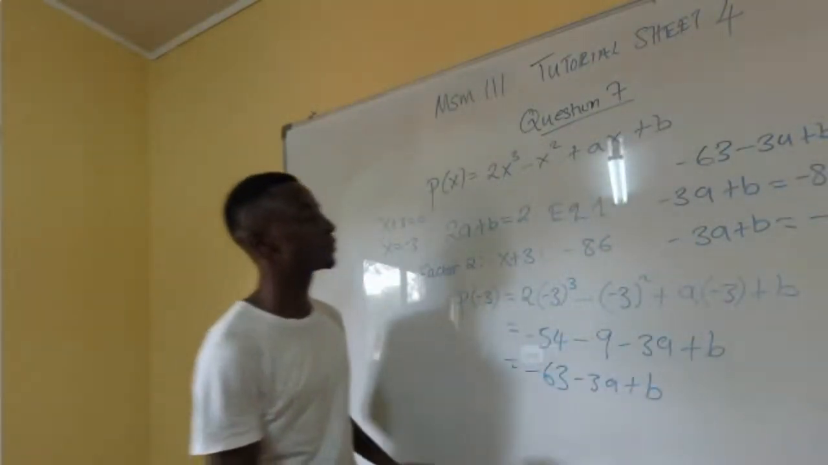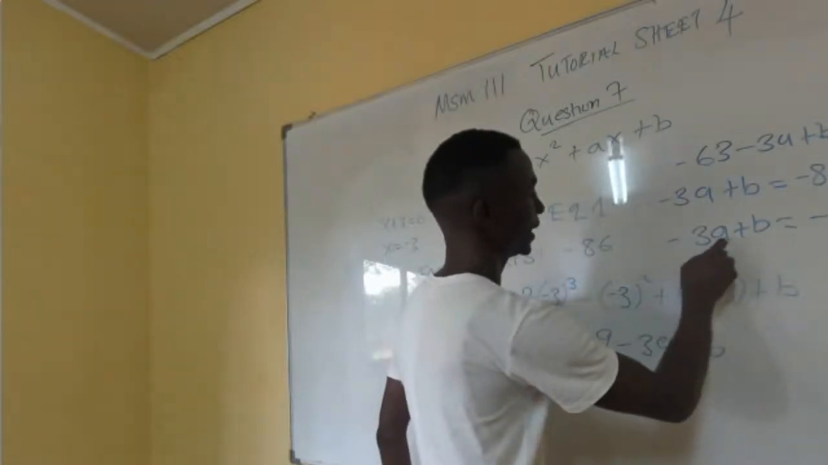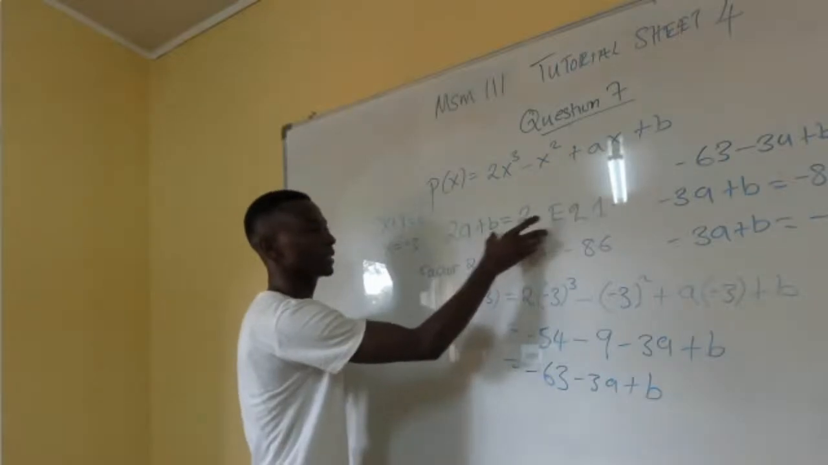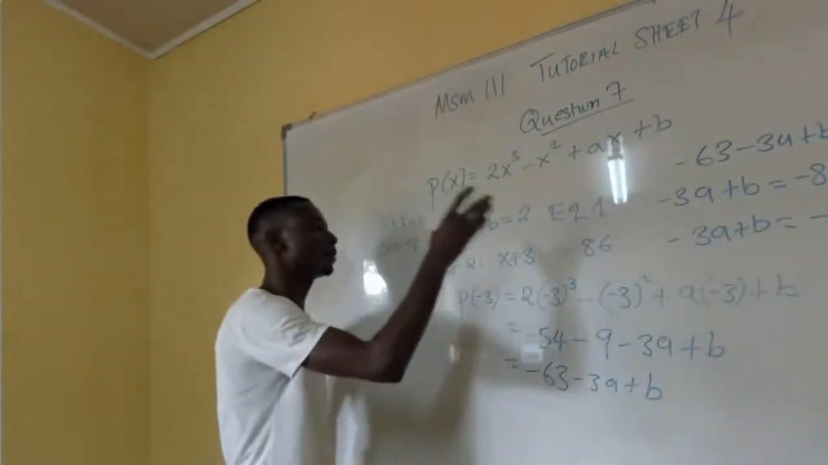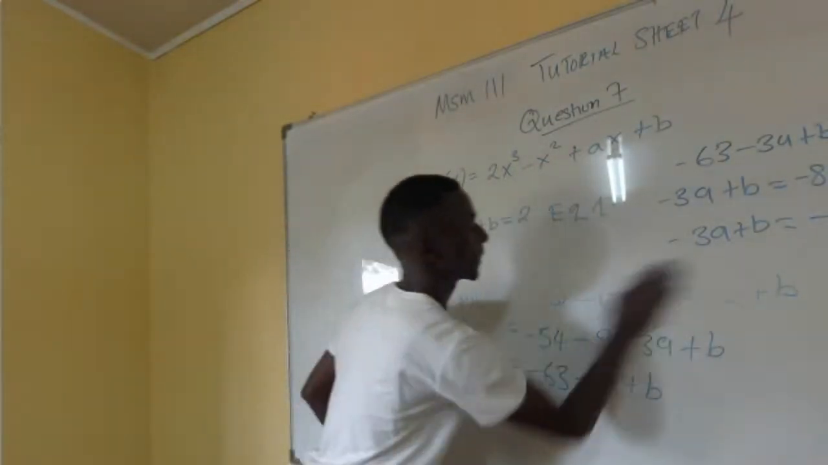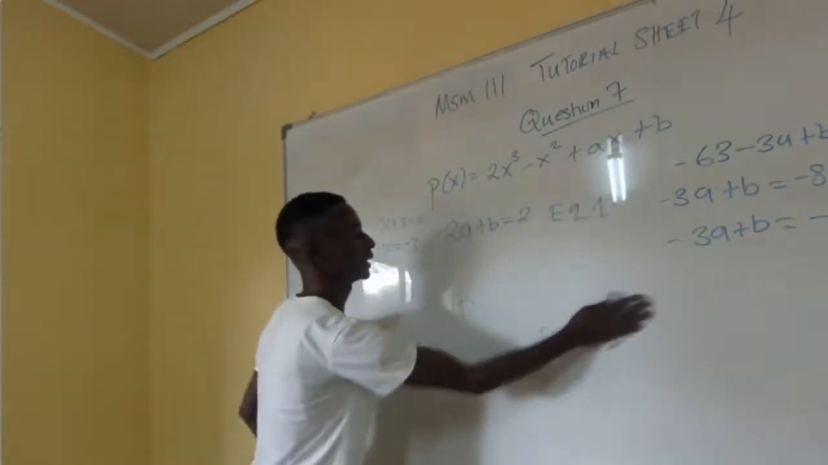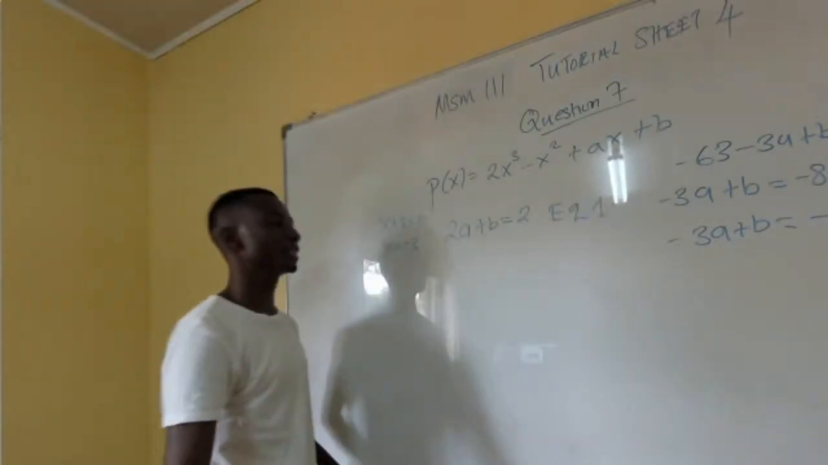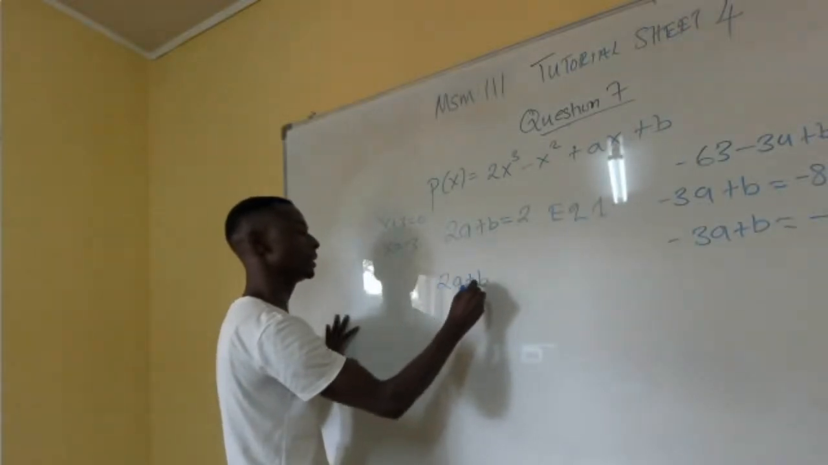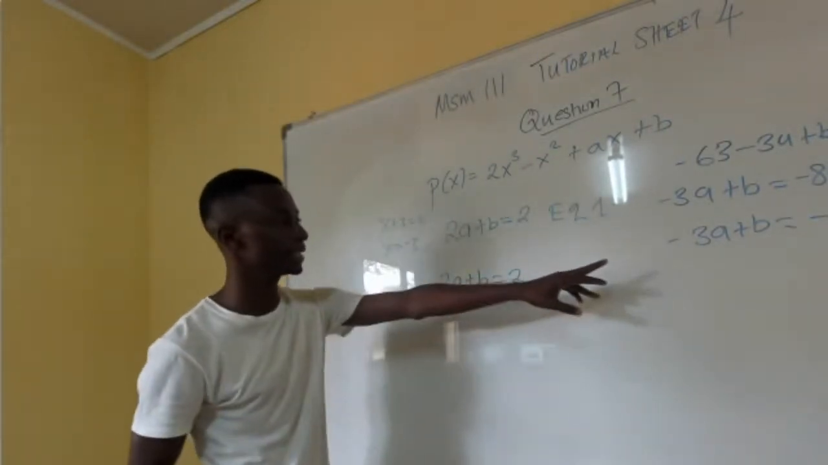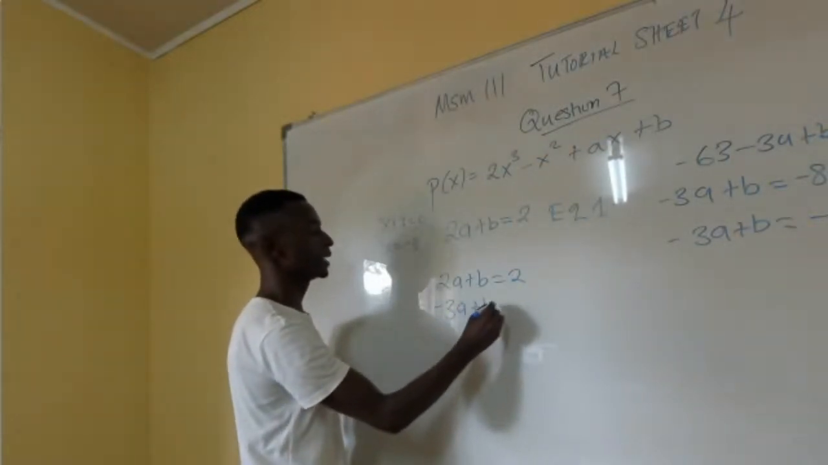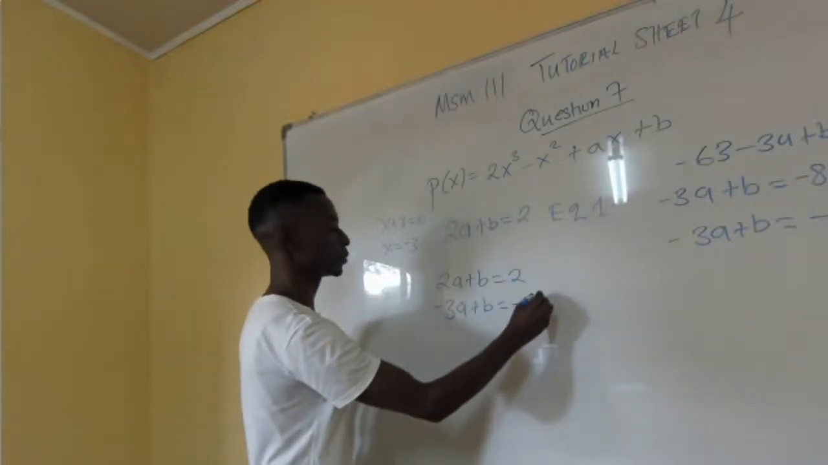So now our aim is to find the values of what? A and B. Since we have now two equations, this is our first equation and our second equation is that one. So we are going to solve for A and B simultaneously. Our first equation here is 2A plus B equal to 2. Our second equation is negative 3A plus B equal to negative 41.